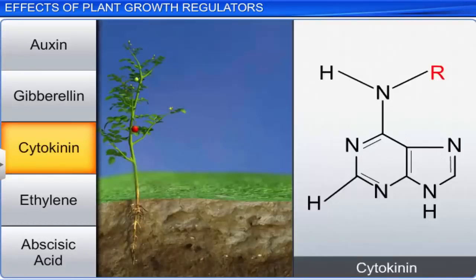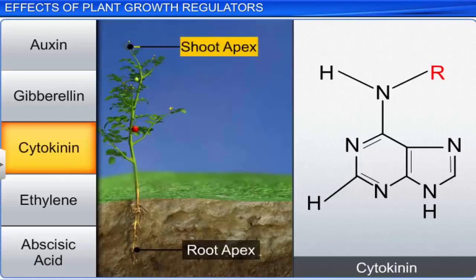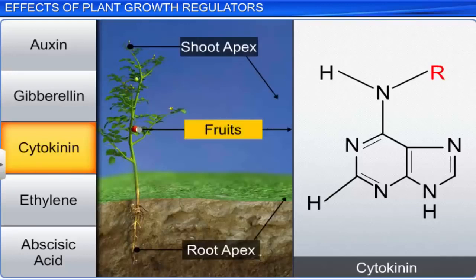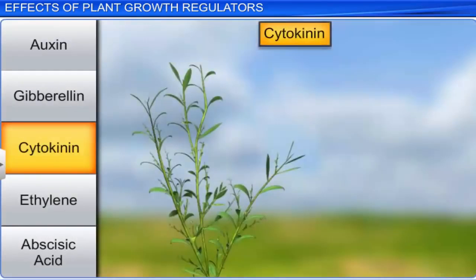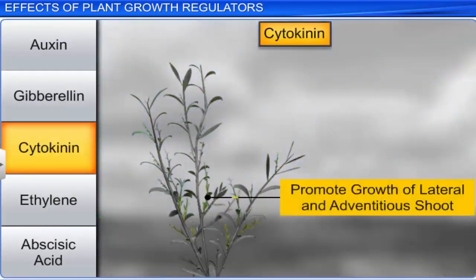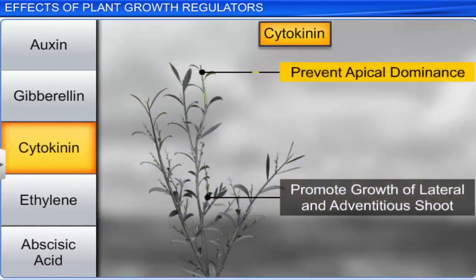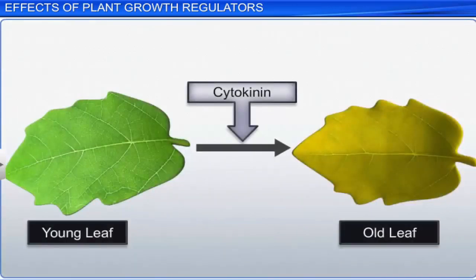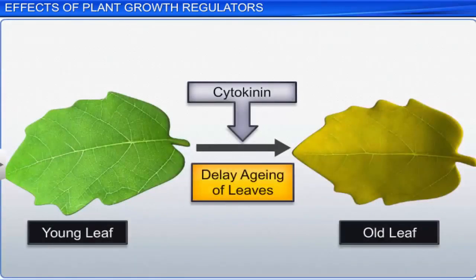naturally occurring cytokinins were identified in specific regions of plants such as the root apex, shoot apex, and fruit to promote growth. They promote the growth of lateral and adventitious shoots by preventing apical dominance. They also delay senescence or the aging of leaves.